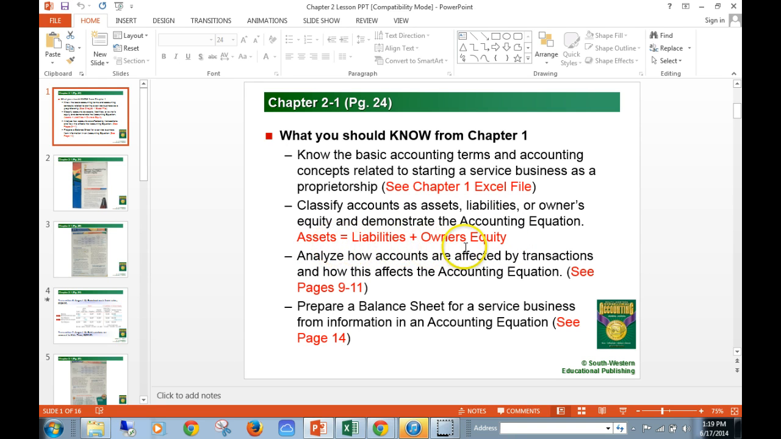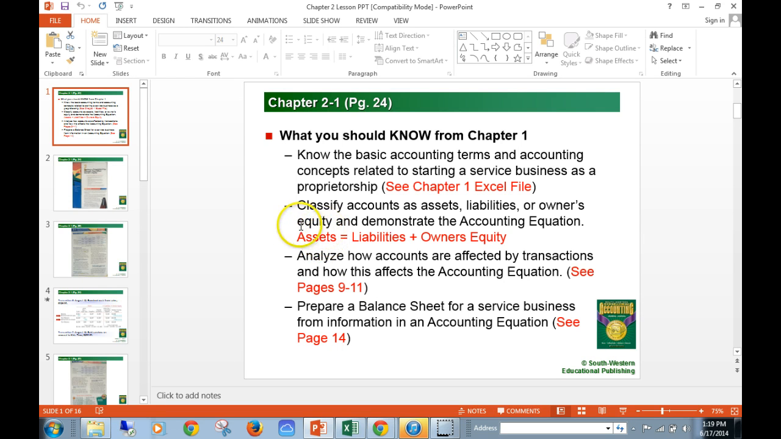And we're going to learn, again, a little bit more about this in this chapter as well. From Chapter 1, we should have also been able to analyze how certain accounts are affected by transactions and how this affects the accounting equation. Again, this is the accounting equation. But each transaction that occurs in our business needs to be recorded, and it's always going to affect 2 accounts.